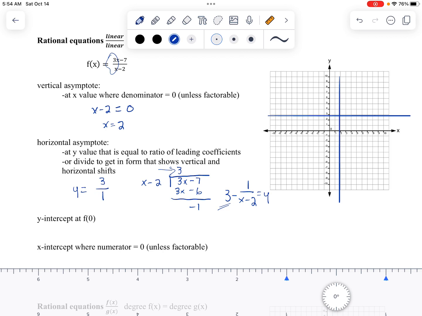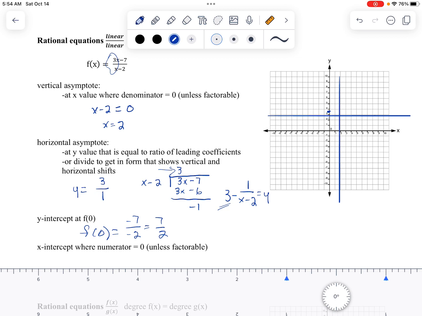Now, another good thing to find, just because it's simple and easy, is your y-intercept. Plug in 0, I get negative 7 over negative 2, or 7/2. So when x is 0, y is 7/2, about 3.5.